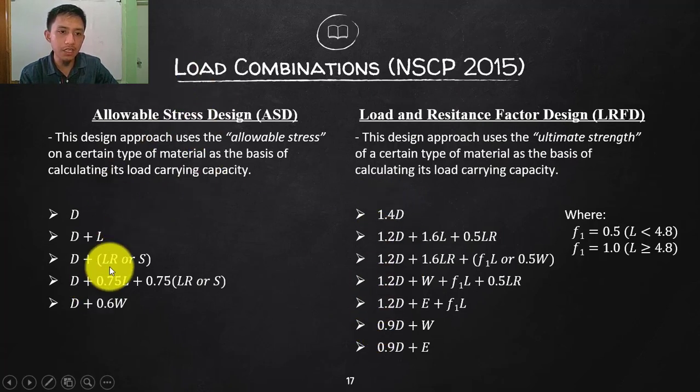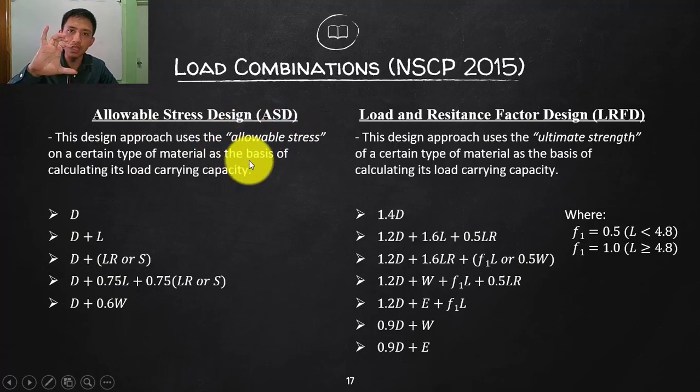While in ASD, as you can see, there are no multipliers greater than 1 in this one. It means that you just use the exact load. But the factor of safety is applied on the strength, so on the allowable stress. We are only using the allowable, which is a percentage of the total strength. Okay, so that is ASD.